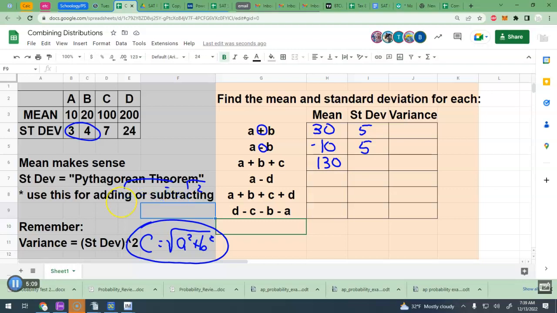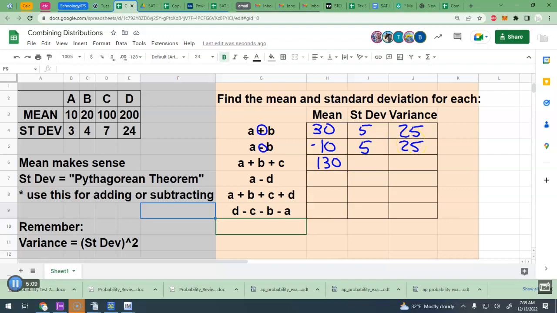And does anybody remember what variance is? It's also written on the board. Standard deviation squared, which is actually what you had before you square rooted. So both of those are 25. Okay so far?